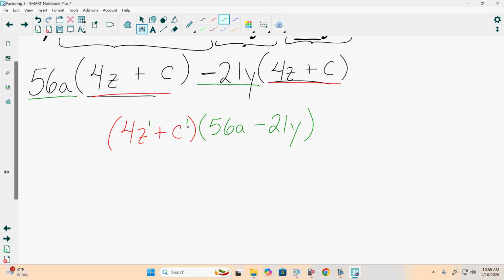56A minus 21Y, again, same reasoning, degree is 1, but we need to make sure 56 and 21 do not have any common factors. If they do, we'll have to factor it out. Now we could use the graphing calculator and see if it'll tell us if there is any. The other way I would check it is I know 21 factors, things that we can divide 21 by, are 1, 3, 7, and 21.